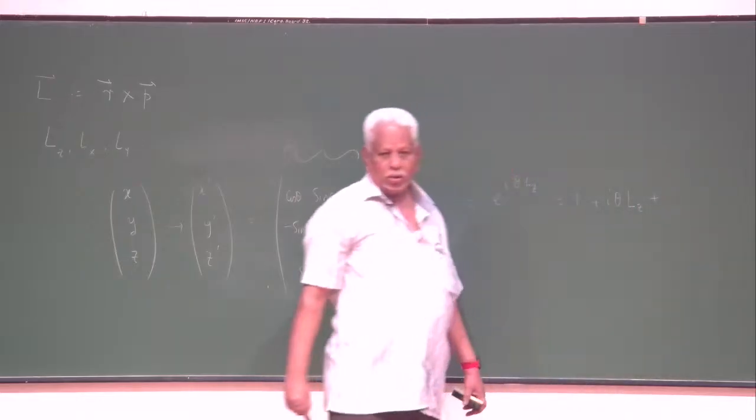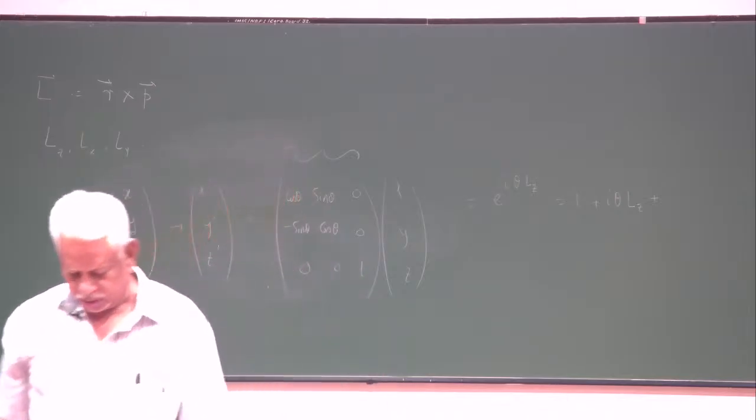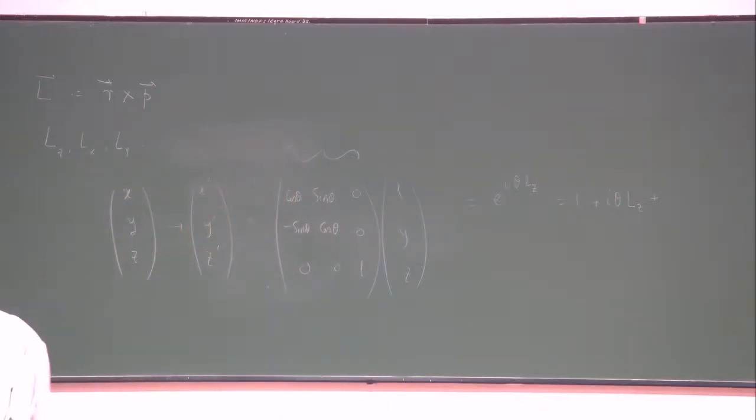I will put dot dot dots. For small values of theta, I can keep only the leading order. If theta is very small, if theta is 0, nothing happens. If theta is 0, there is no rotation, you go back.